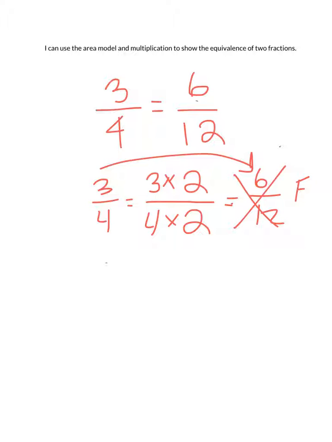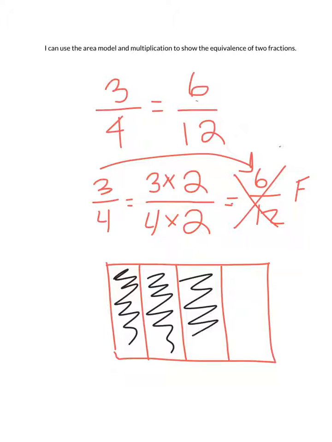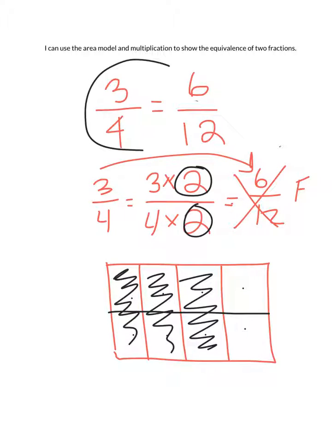I can also show that using the area model. Divide it into fourths, shade in 3 sections. And if I'm multiplying times 2, that means I'm doubling the number of sections. And I know when I count them, 1, 2, 3, 4, 5, 6, 7, 8, I don't have 12 sections. So again, this doesn't work out. So this number sentence is false.